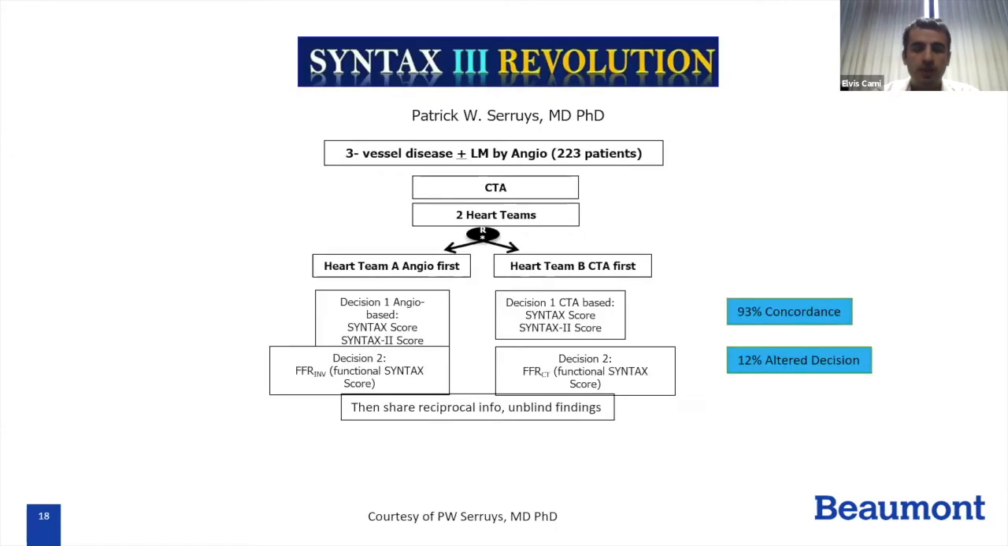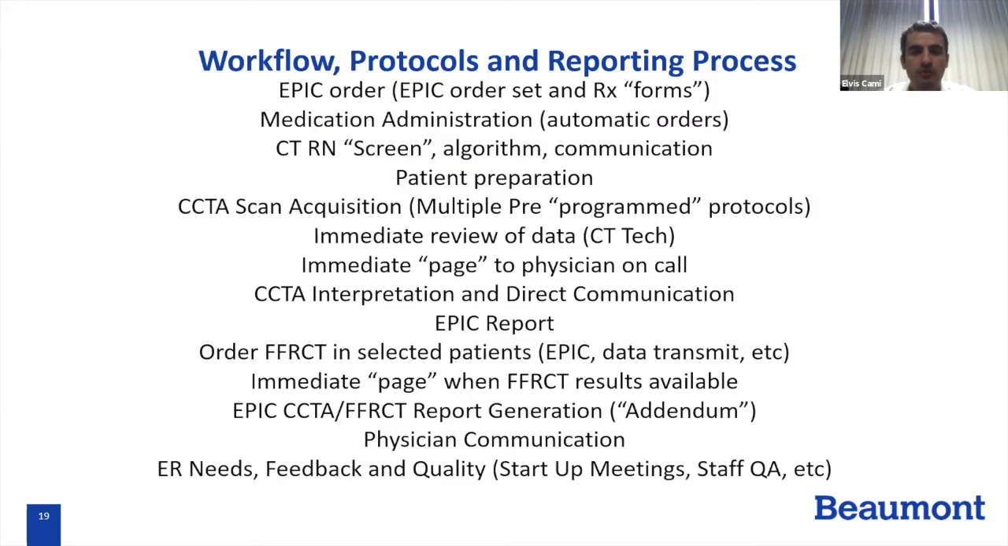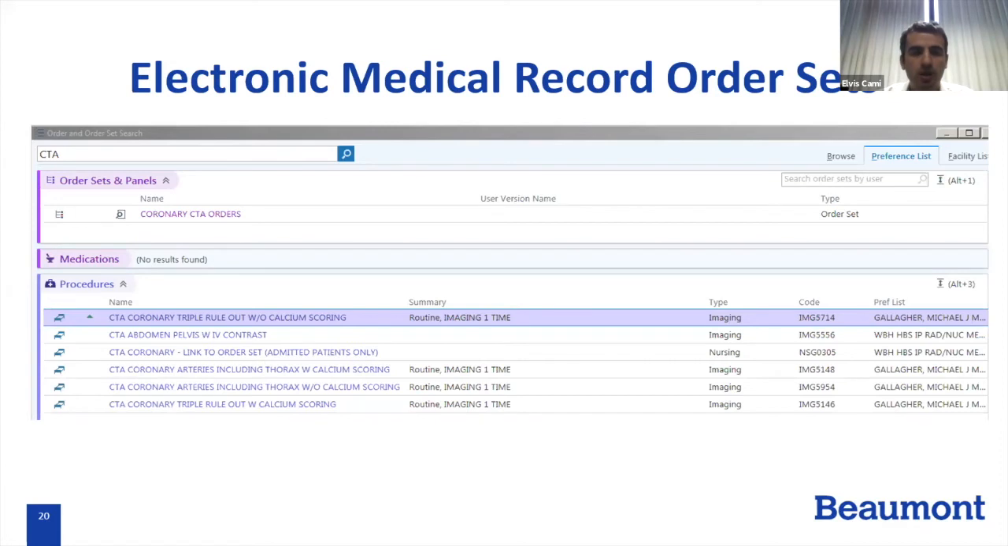So that was just a very brief and busy overview as to some of the things that we use the FFRct for, and I wanted to use the rest of the time to review more so our protocols and especially how this looks from the techs' and the nurses' perspective. So I'll take you through everything from when the Epic order goes in to when results come in and what we do with them. So currently we use an order set.